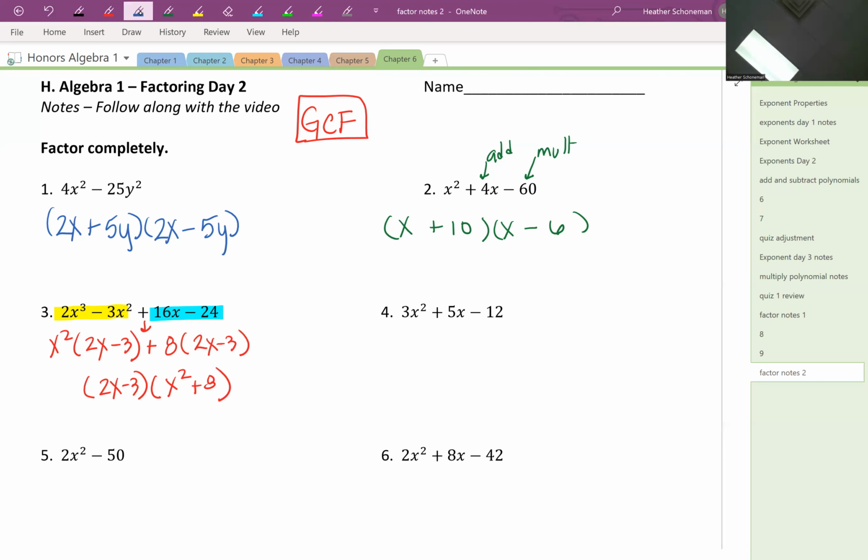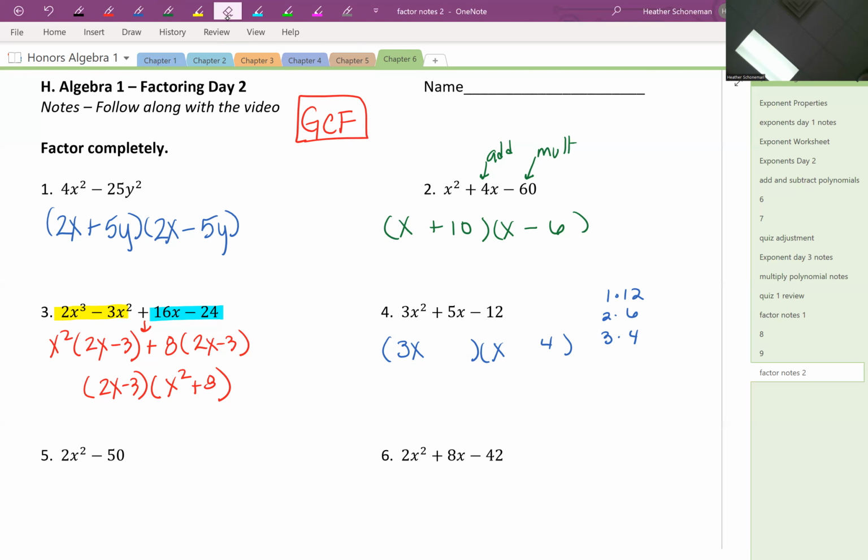Number 4, look for a greatest common factor. There isn't one. It's a trinomial. The leading coefficient is not 1, so I'm going to guess and check. I'm going to start with 3x squared. I know I'm going to need 3x and x. With 12, I can do 1 and 12, 2 and 6, 3 and 4. I've got options. 3 and 4 is pretty common, so I'm going to start there. If I do 3 and 4, that's going to give me 9x, and that's going to give me 12x. Because it multiplies to a negative, I know they're opposite signs, so I'm going to have to subtract. Well, that's just going to give me 3x, which is not what I want.